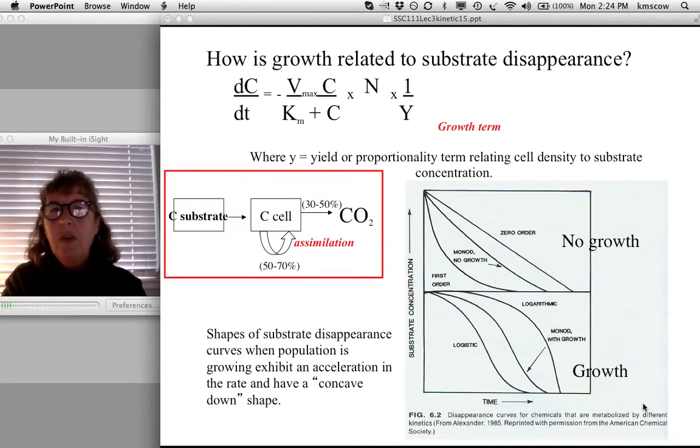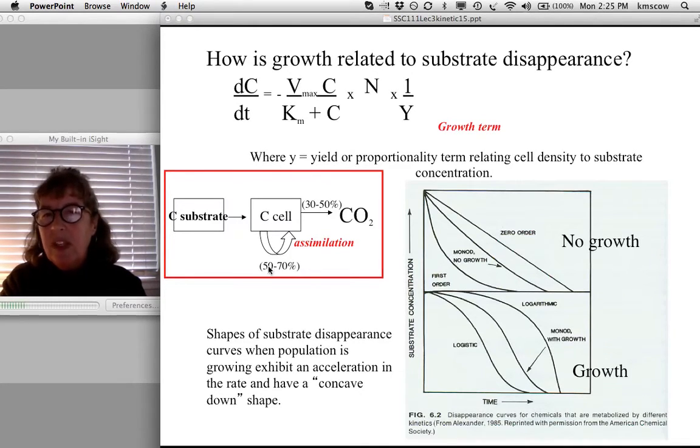Okay, so how is growth related to substrate disappearance? I'm just going to mention this here, and you don't need to worry too much about understanding it, but I wanted to give you a connection, because the substrate kinetics that we looked at in the first part of this lecture is related to the growth of those organisms, right? Of course, they've got to grow on something. But you get into a lot more complicated kinetics that is beyond what this course has time to get into.